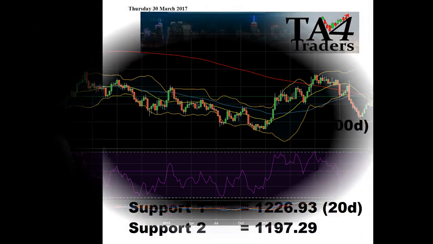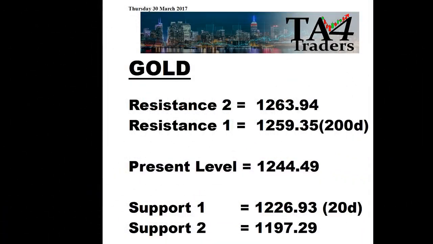On the support resistance levels, these relate to the daily chart, by the way. So the resistance at the 200-day, 1259.35, and then on any rally above there, which looks doubtful at the moment, 1263.94, with the support at the 20-day, 1226.93, the 50 days around that level as well, and then the next support below there is seen as 1197.29. So that's been TA for traders, looking at the gold price.